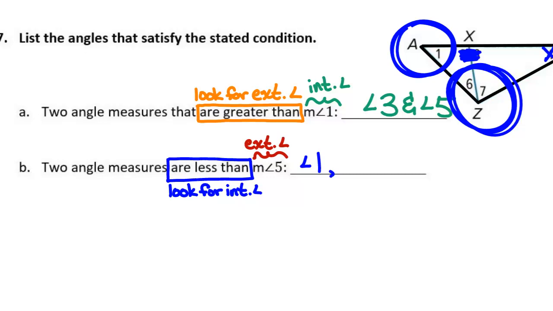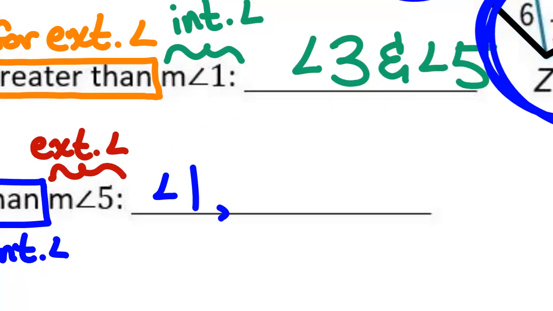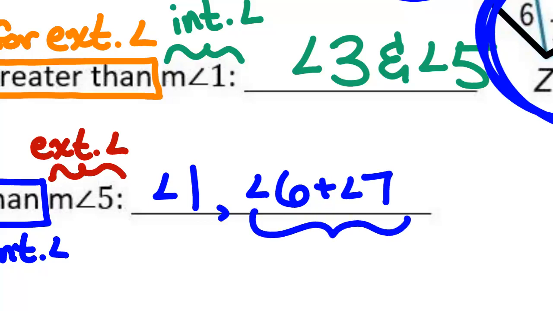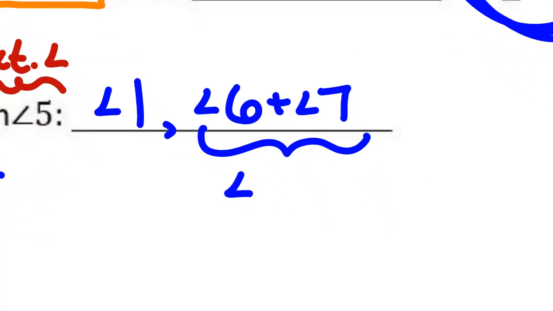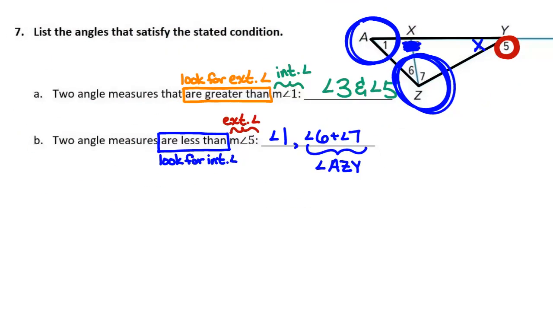Another angle that's smaller than angle 5 is this angle down here that has Z as its vertex. That's angle 6 and 7 put together. It's those two smaller angles put together. Or another name that I could give to that angle instead of calling it 6 and 7 put together would be angle AZY. That right there is enough to answer the question. I have given two angle measures that are less than angle 5.